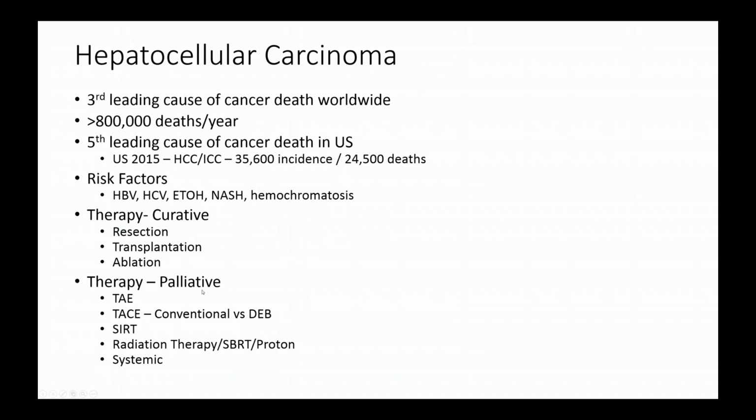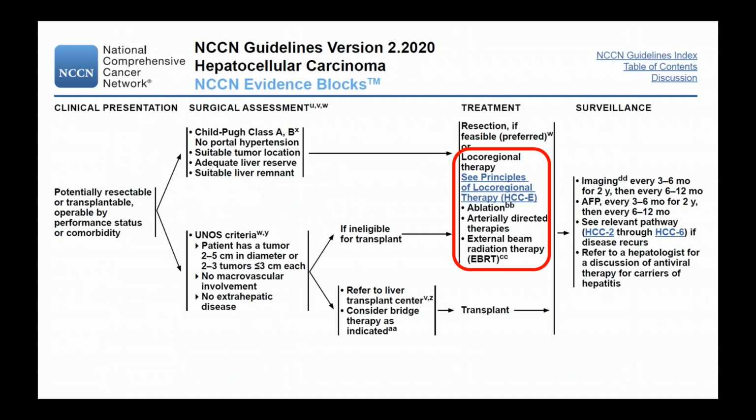I put it in the palliative setting, but you actually can give it curatively, and we'll show cases like that as well. In the guidelines, if you see locoregional therapy, they don't distinguish between all the different arterial-directed therapies, as we discussed yesterday. Yesterday I discussed all of them. Today I'm just going to focus on Y90 itself. Again, this is also for non-transplant candidates, and it's the same locoregional options.